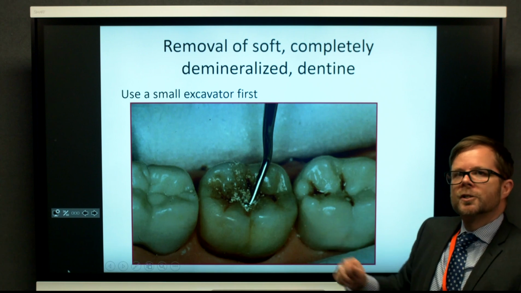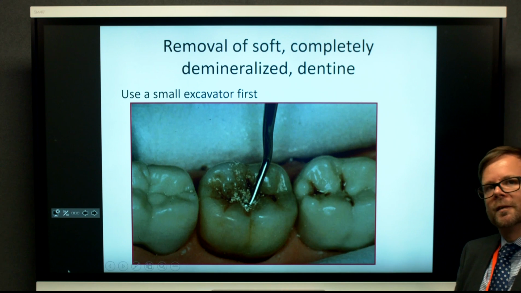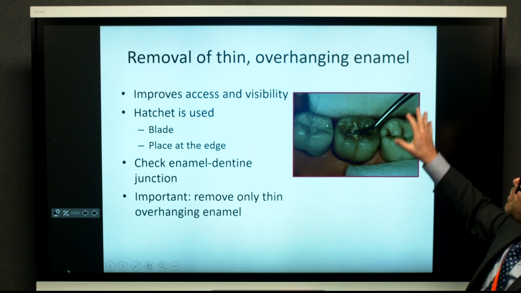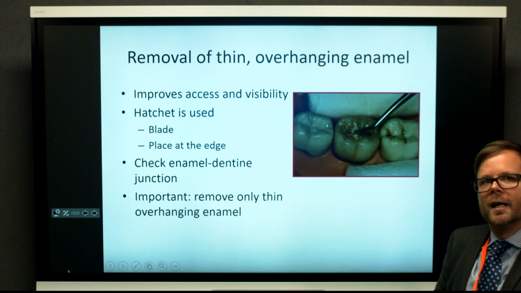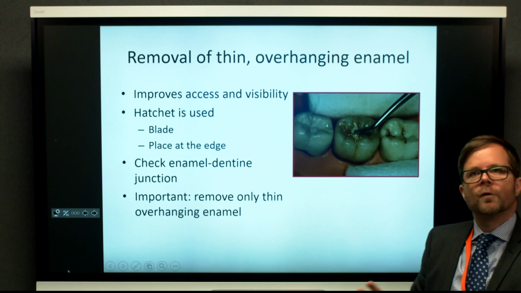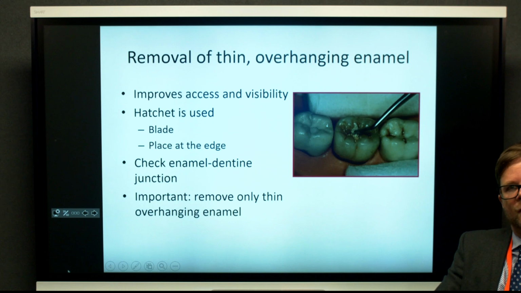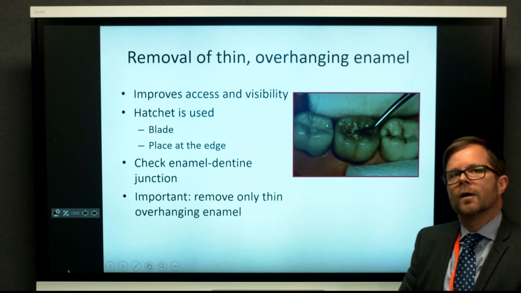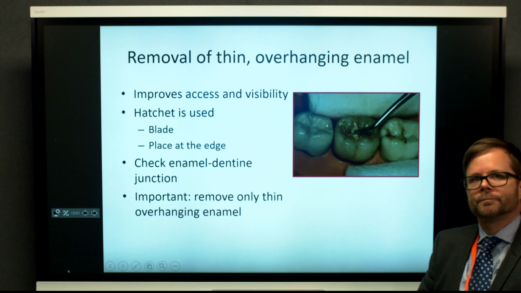With smaller lesions, you'll need to use the small excavator first. And then remove any thin overlying enamel. So you may need to move backwards and forwards between the excavation of the softened dentine and then the hatchet to remove the overlying unsupported enamel.